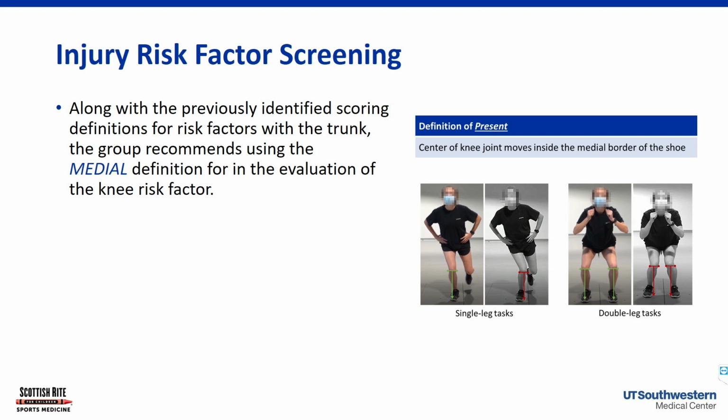So from these two papers, we now have a validated two-dimensional risk screen. We have our trunk definitions from that first paper that was published, and now with this follow-up paper, we have a knee definition that has been validated. So we're really excited about that.